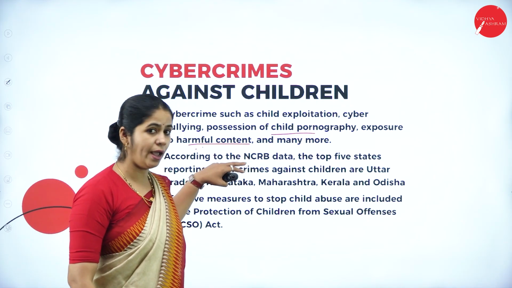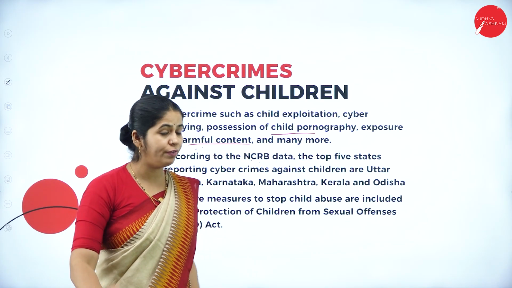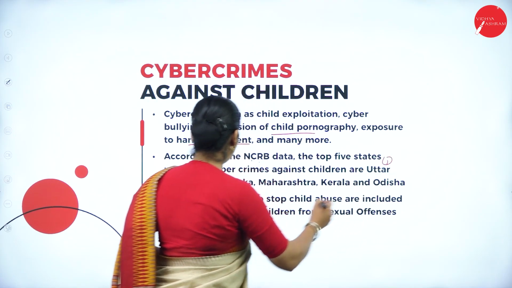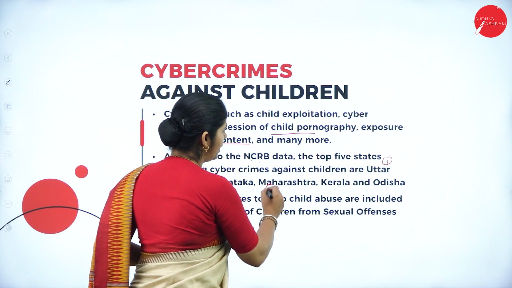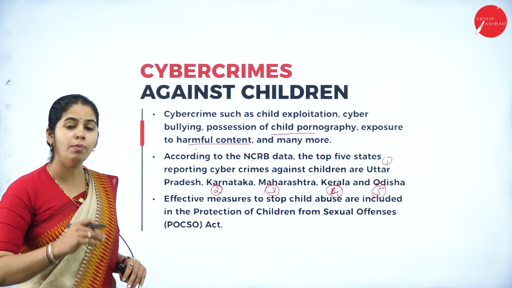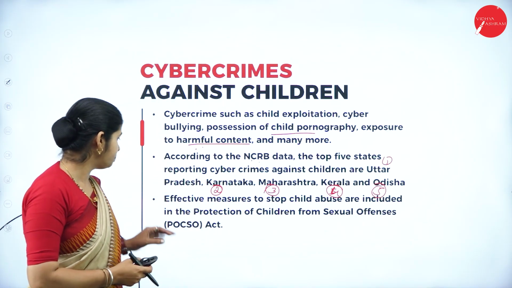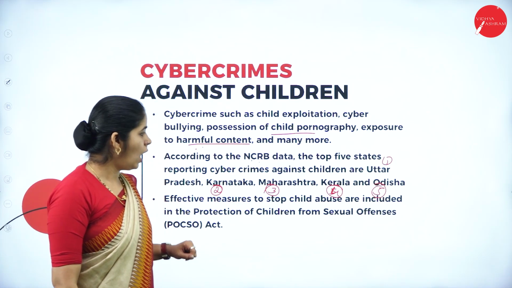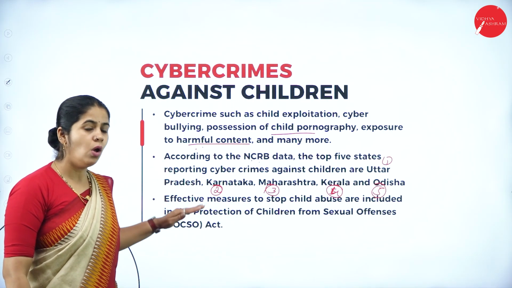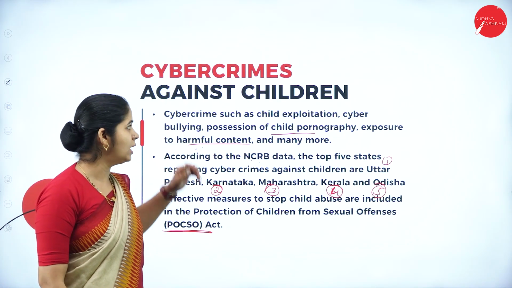According to the NCRB, National Crime Records Bureau data, the top 5 states reporting cybercrime against children are: first Uttar Pradesh, second Karnataka, third Maharashtra, fourth Kerala, and fifth Odisha. These are the top 5 states where cybercrime against children is highest. Okay. The effective measures to stop child abuse are included in the Protection of Children from Sexual Offences, POCSO Act, which you might have heard of. It is used to avoid such criminal activities against children.